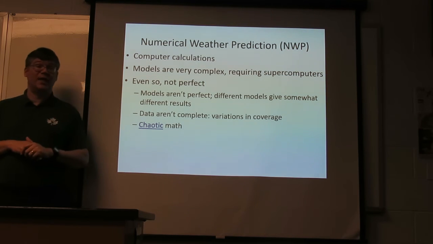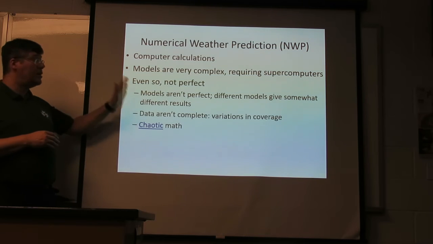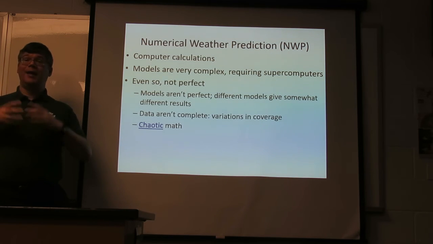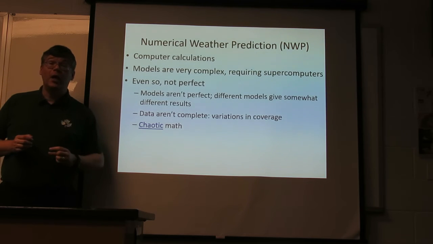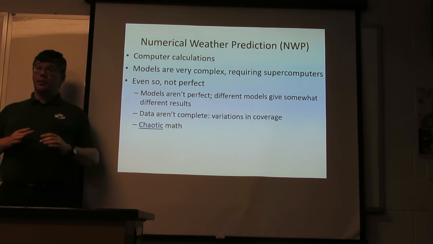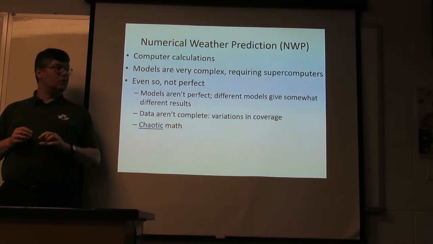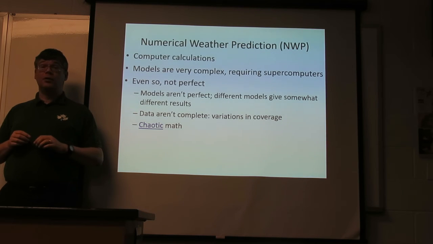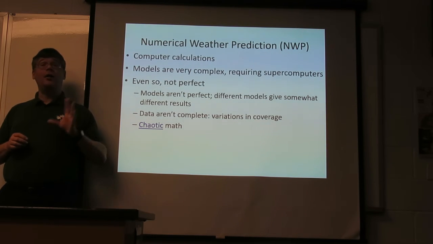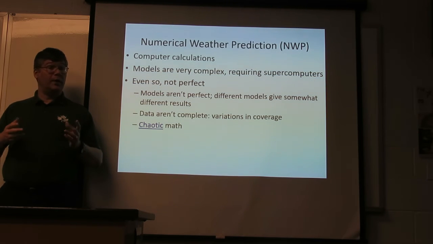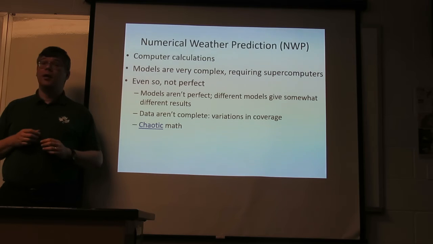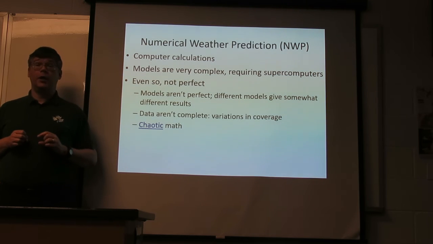Another challenge is that the math going into these models turns out to be chaotic. In the technical mathematical sense, what this means is that you've got this nice formula, looks relatively simple, but it turns out that the answer you get out of it can be very different in response to only a tiny difference in the numbers that you put in.